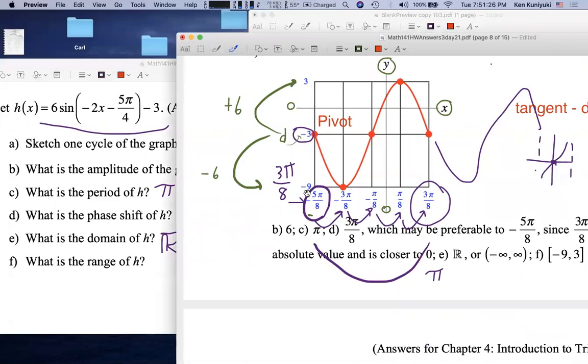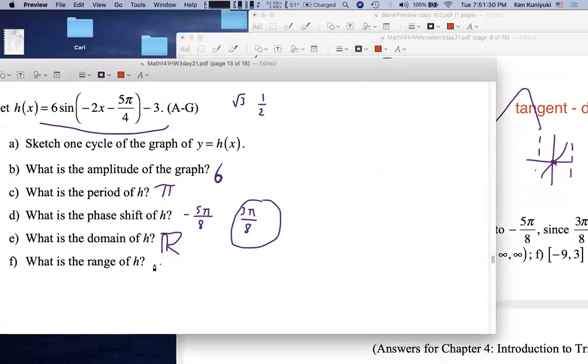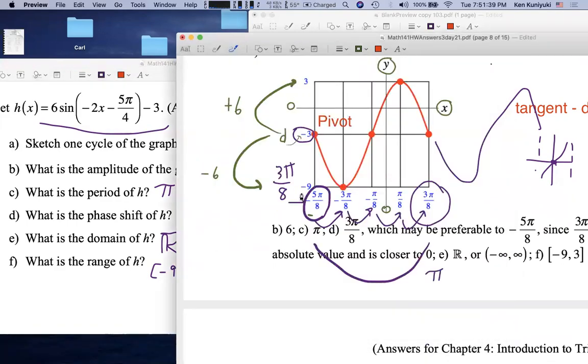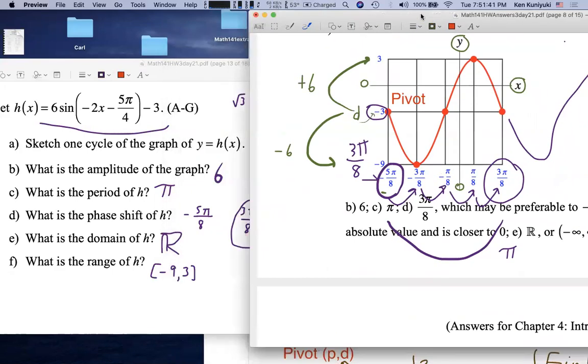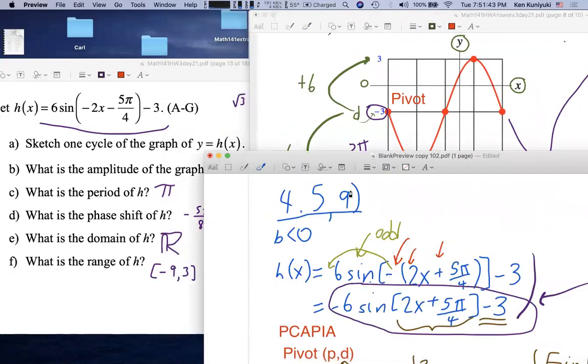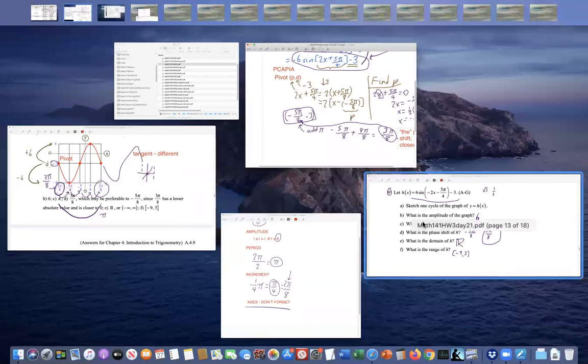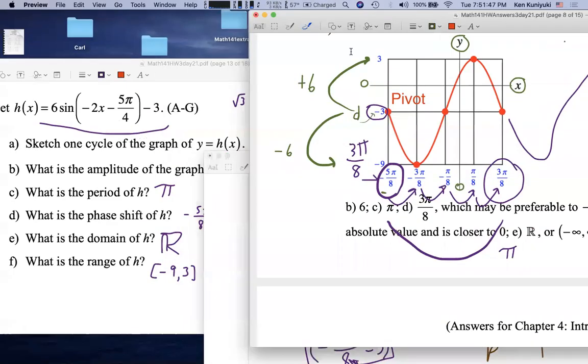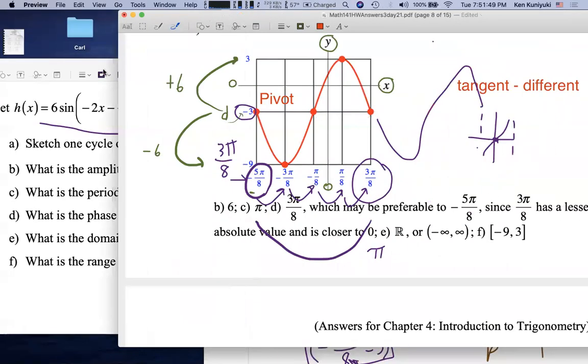What's the range? It's the set of y coordinates from here to here. So the range is the closed interval from -9 to 3. So for sine and cosine, the range is the closed interval from the bottom y coordinate to the top y coordinate. And my answer sheet verifies that. Yeah, my answer's right here.